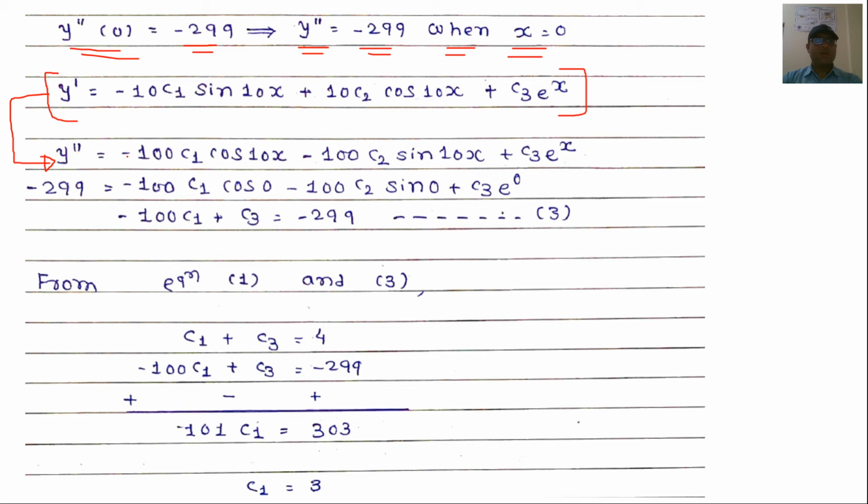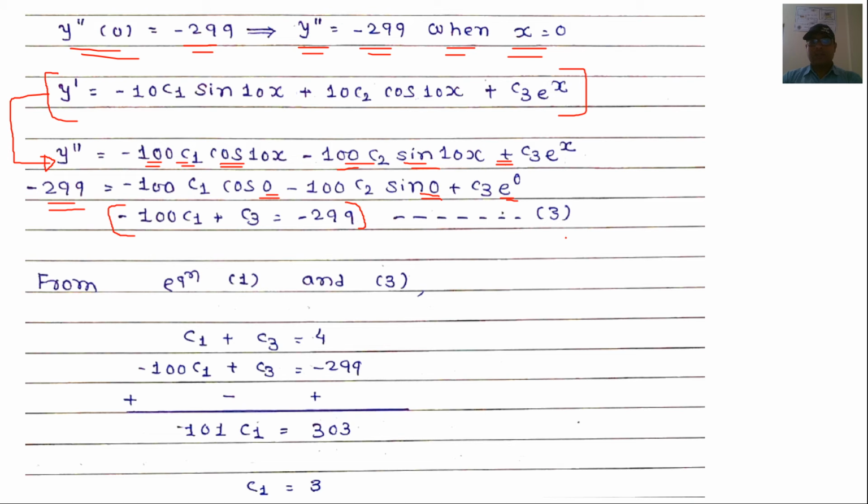So you will get y double dash is equal to minus 100 c1 cos 10x minus 100 c2 sin 10x plus c3 e raised to x. Now put the values of y double dash as minus 299 and x is equal to 0. So on simplifying this, you will get minus 100 C1 plus C3 is equal to 299. So this is equation number 3.